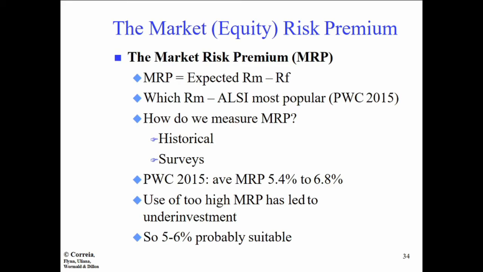If the market risk premium is too high, this can actually lead to underinvestment. If the market risk premium is too high, this will inflate our cost of equity, which will lead to a higher WACC. And if we are using a higher WACC to interrogate profitable investment projects, this can lead to profitable projects being rejected. So a market risk premium of between 5 and 6% is seen to be suitable.